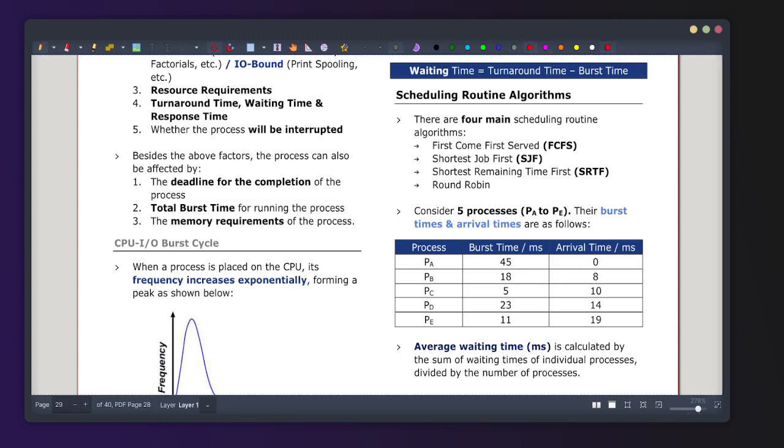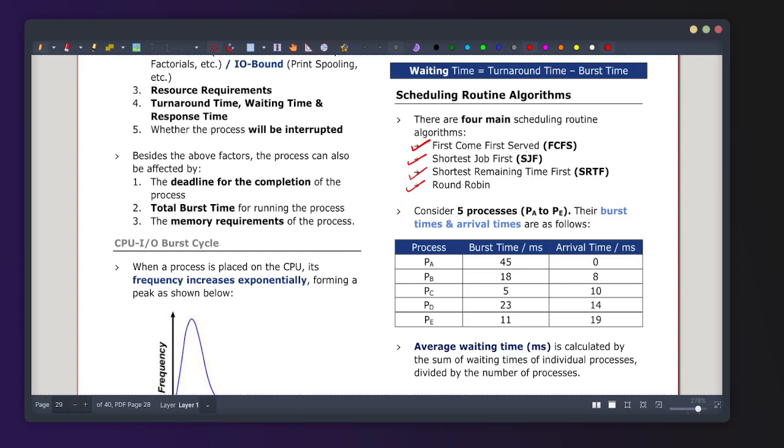Let's start. Now there are four main scheduling algorithms. The first algorithm is called first come first served. Second algorithm is called shortest job first. Third algorithm is called shortest remaining time first. And last algorithm is called round robin.